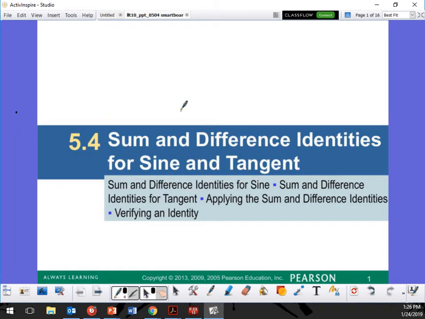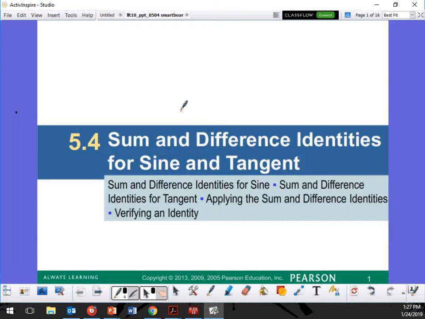All right, sum and difference identities for sine and tangent. All this other stuff that we did was all cosine, right? Yes. Okay, so that was all cosine. Now today it's going to be sine and tangent. Tangent's a pain. I try to avoid that. I don't want to mess with that.